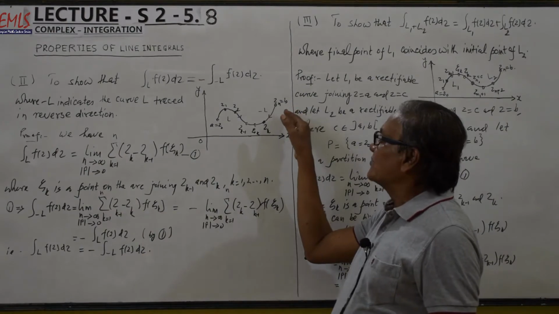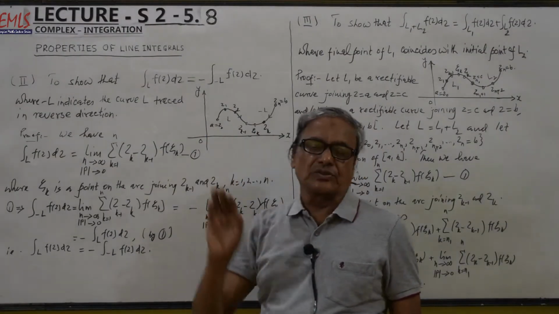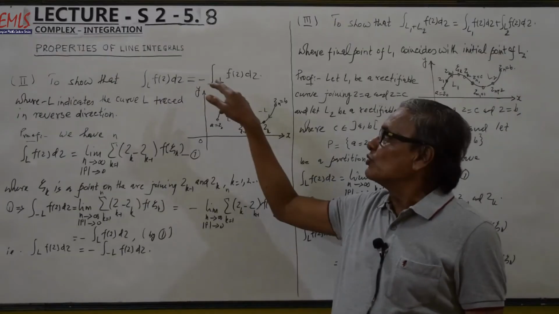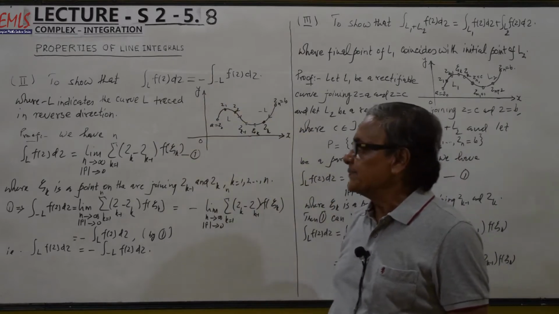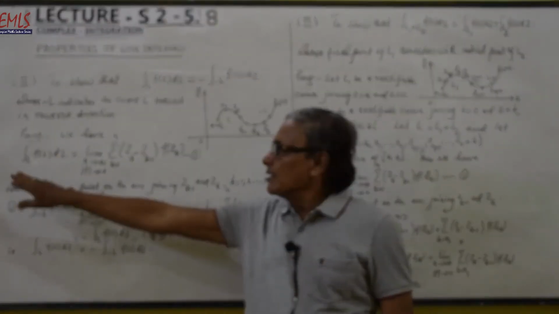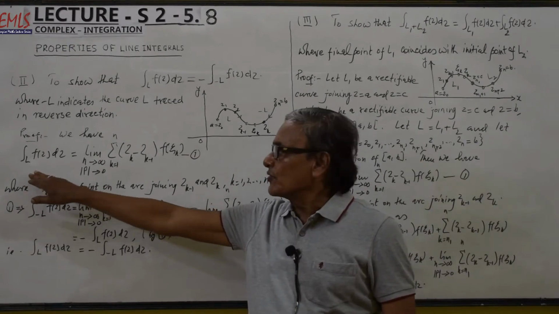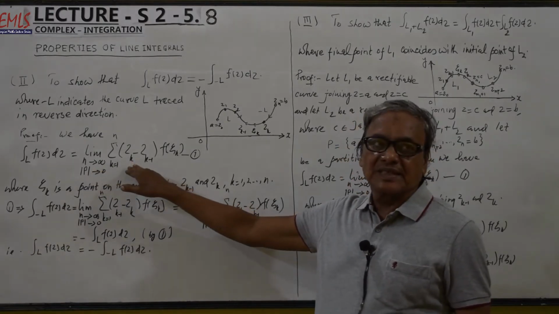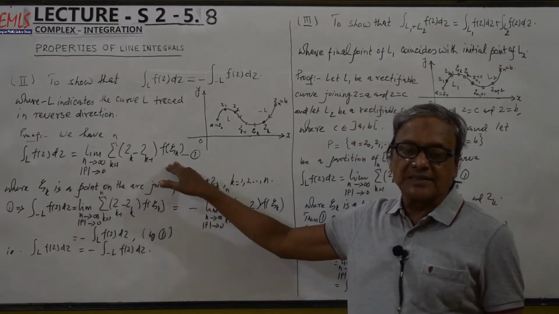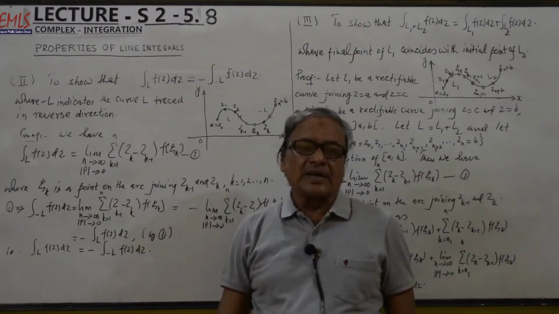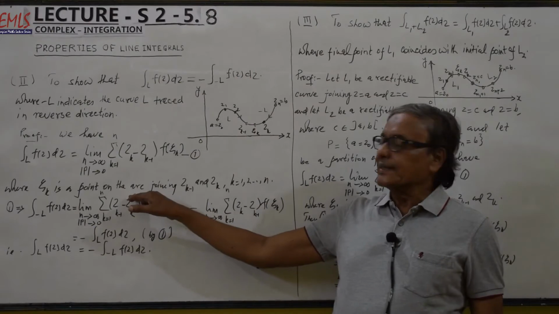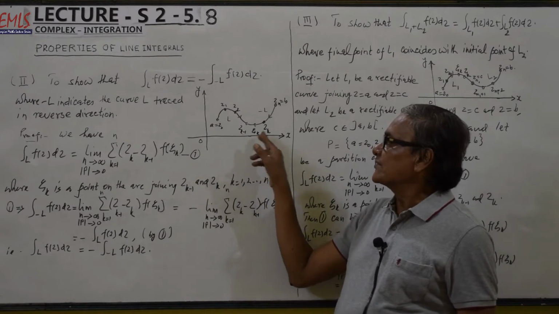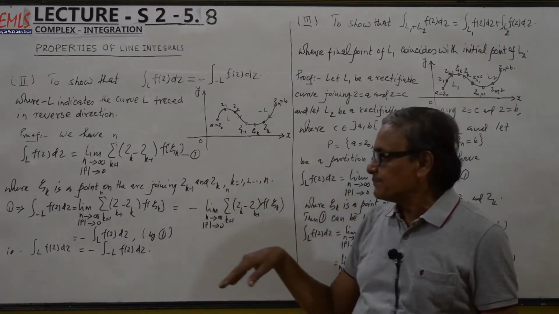If you go from zn equal to b to a equal to z0, that will trace out the curve minus L. So we have to prove that integral over L f(z) dz is equal to minus times integral over minus L f(z) dz. Proof. By definition, we have line integral over L f(z) dz equal to limit n tending to infinity, norm p tending to 0, sigma (zk minus zk-1) f(xi k), number 1, where xi k is a point on the arc joining zk minus 1 and zk, k equal to 1 up to n.